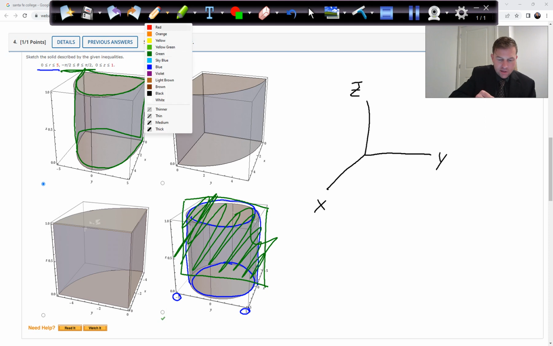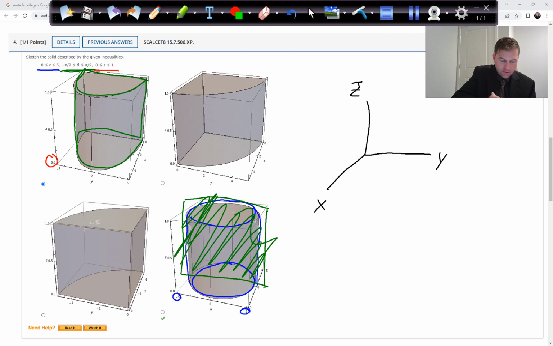Then the z goes from 0 to 1. So z goes from 0 to 1. It's going to chop this cylinder off so it doesn't go any higher than that. Okay, so by process of elimination, we can pick the correct picture is this top left picture.